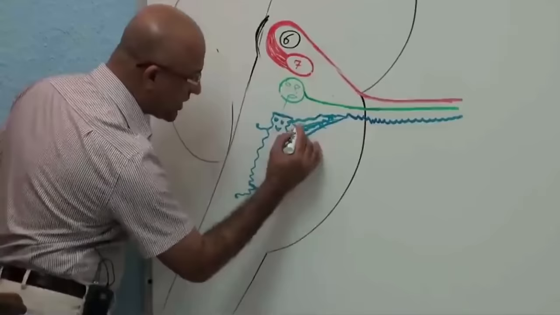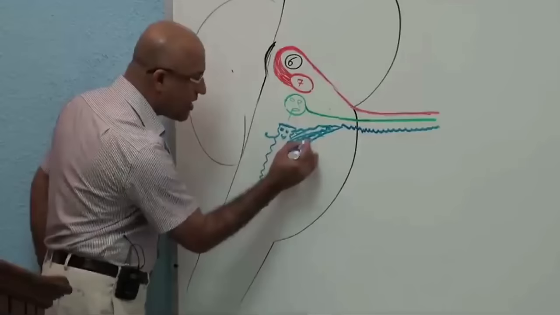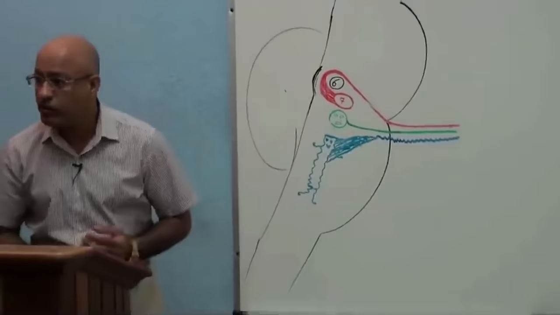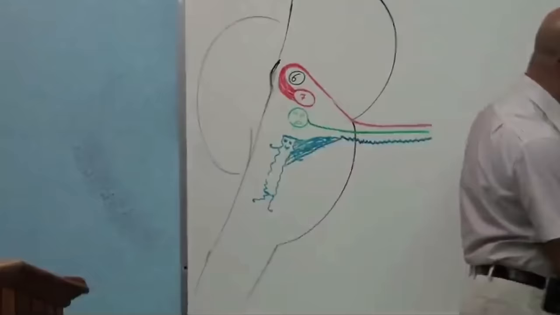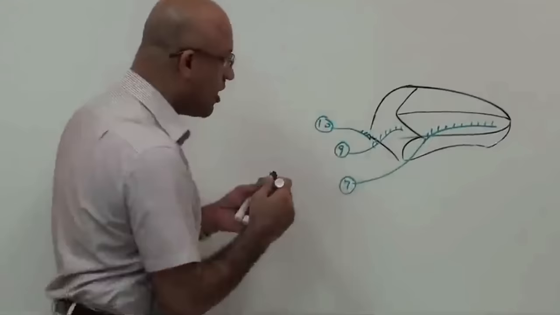Let me tell you a little thing about tractus solitarius. Tractus solitarius is, you know, the nucleus for the taste. It means all the nerves which bring the taste fibers should have connection with which nucleus? Tractus solitarius. All the nerves which bring the taste fiber from the tongue, right? All the nerves which bring the taste fiber from the tongue eventually should be connected to which nucleus?